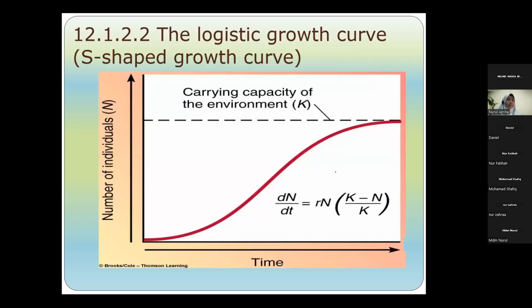Okay, right. Thus, we have the second curve, the logistic growth curve or S-shaped growth curve. Right, you can see here, the formula is already modified: dN over dt equals rN times (K minus N) over K. Why? Because we are considering the concept of carrying capacity of an environment, carrying capacity. Okay, what does carrying capacity mean? Okay, I will explain it later.